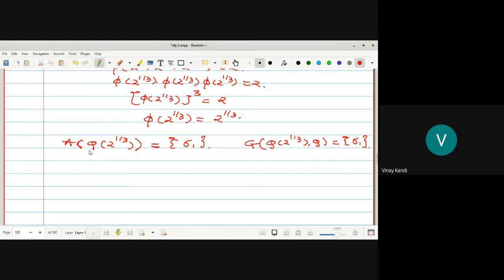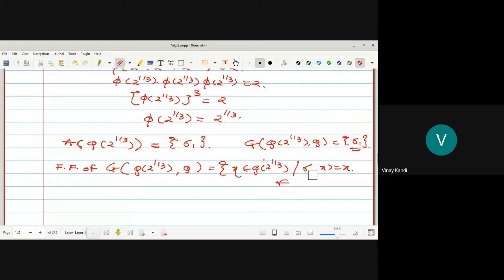Now find out the fixed field of G of Q of 2 raised to 1 by 3 over Q. What is the meaning of this? The fixed field of G, by definition, is the set of elements x from Q of 2 raised to 1 by 3 such that sigma 1 of x is equal to x for all sigma belonging to G. Okay, this set.